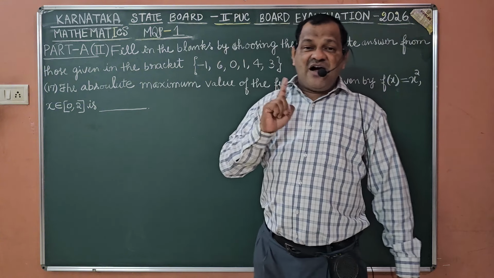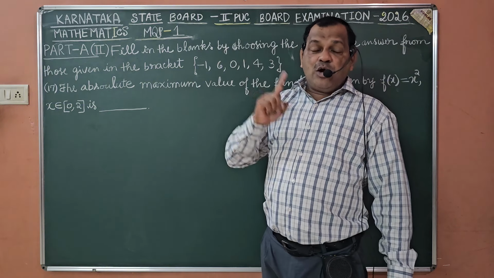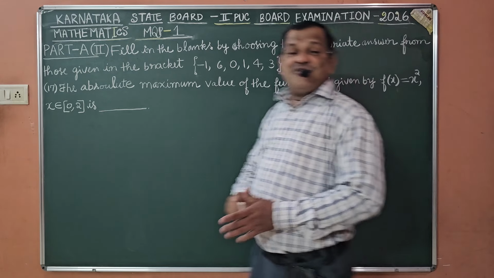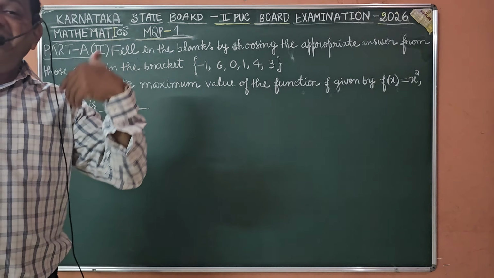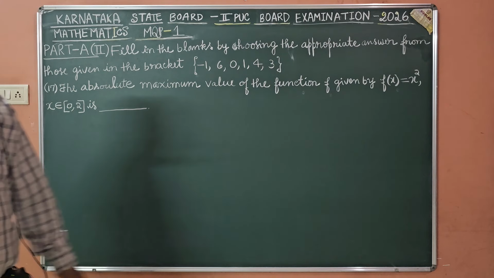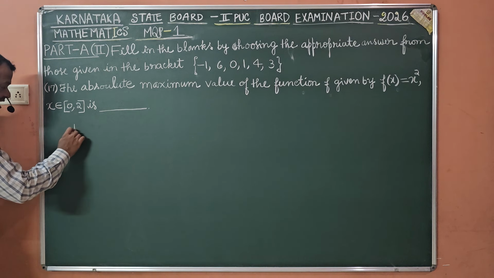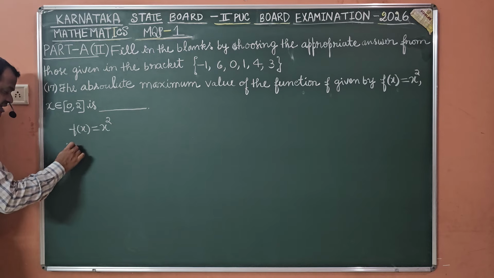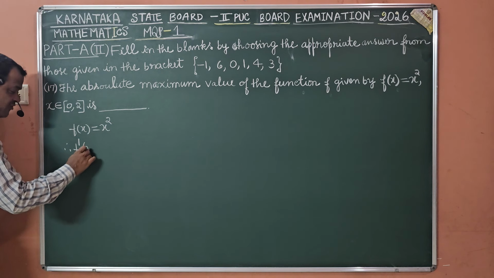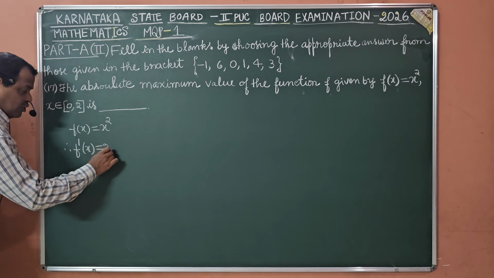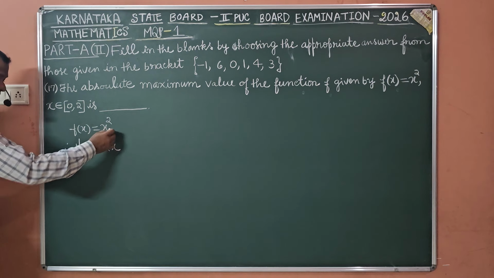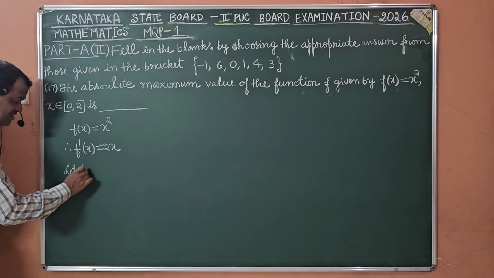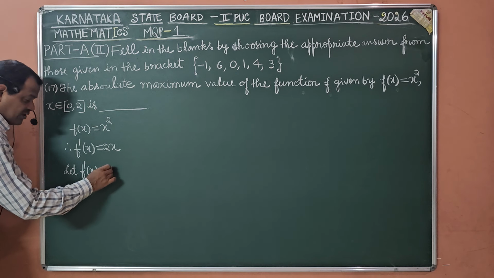Meantime, I will first find critical point. How to find critical point? By differentiating the given function f of x equal to x square and equating f dash x to 0. We get critical point. See, I begin. F of x is equal to x square and I differentiate. Therefore, f dash of x is equal to 2x. Differentiation of x square with respect to x. And let this f dash of x be equal to 0.